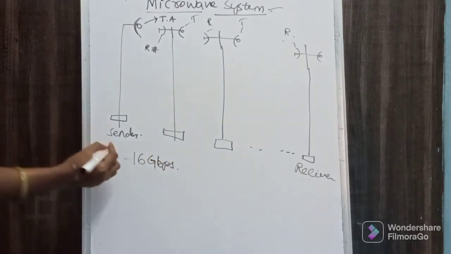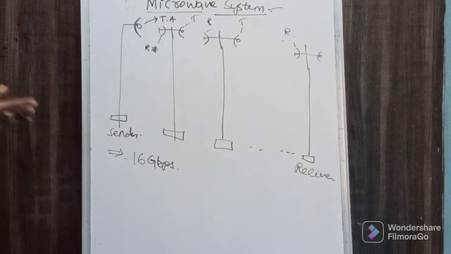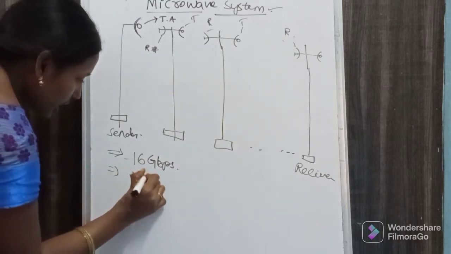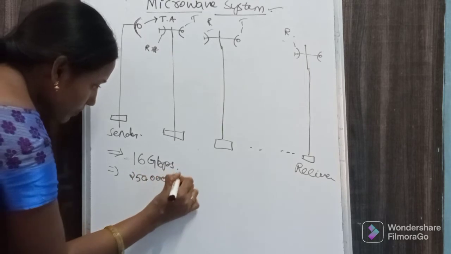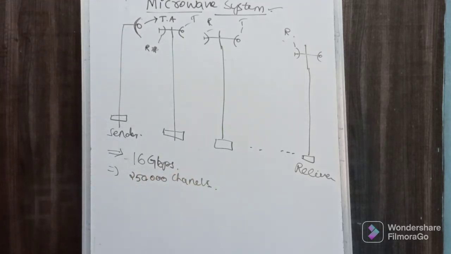16 Gbps. The speed is very high. Similarly, the cost is also very high and the installation process is also very high. Clear? And it can transfer data up to 250,000 channels. At a time, it can transfer data to 250,000 voice channels simultaneously. Clear?